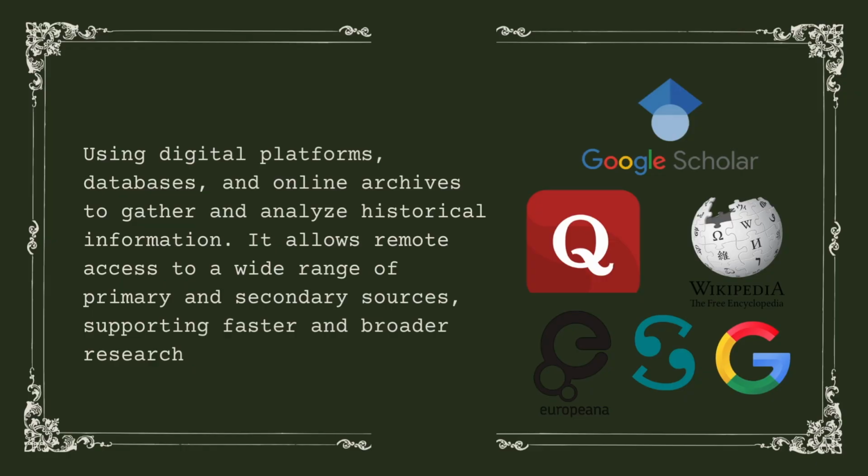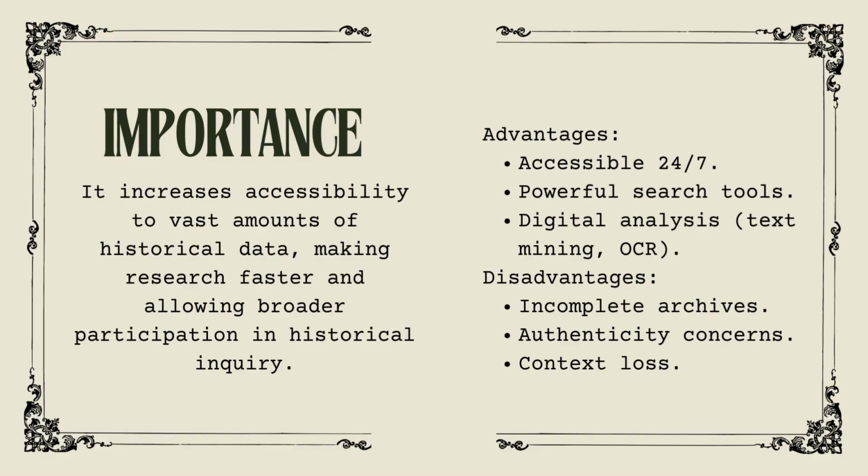Online historical research involves the use of digital platforms, databases, and online archives to gather and analyze historical information. This method supports remote access to a wide array of primary and secondary sources, making research broader and faster. Examples of online platforms include Google Scholar, Wikipedia, Quora, Scribd, Google, and Europeana. Europeana is a digital platform for cultural heritage. Online research increases accessibility to historical data.